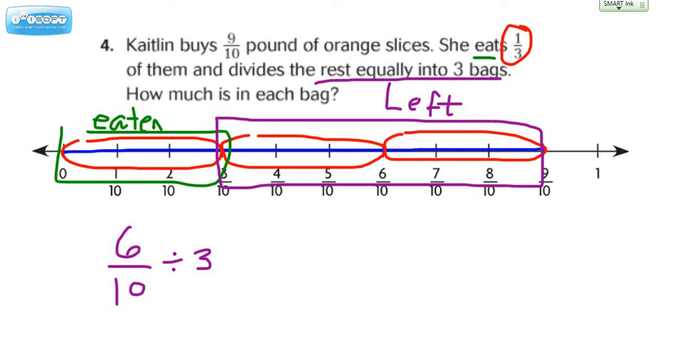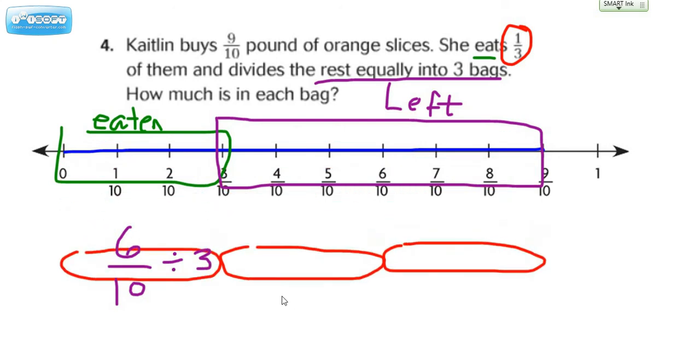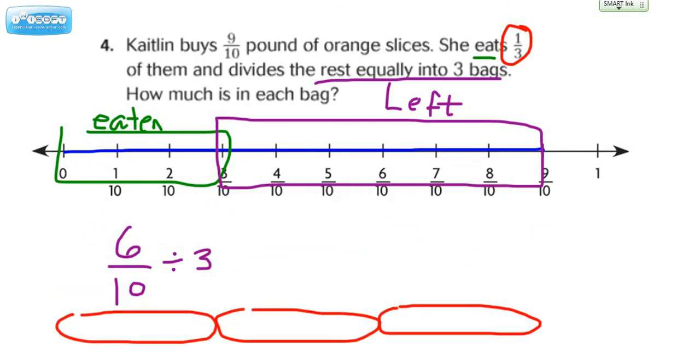Now if we use the picture to circle the 3 equal groups, remember we're looking at this purple box now and we're breaking that up into 3 equal groups. So it might not even be a bad idea for us to move the red circles out of the way so we don't get confused and focus on the purple box. So if we're going to break that up into 3 equal groups, let's use yellow again.